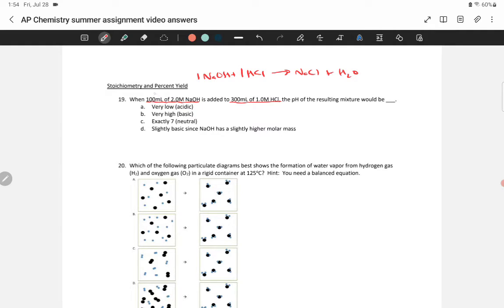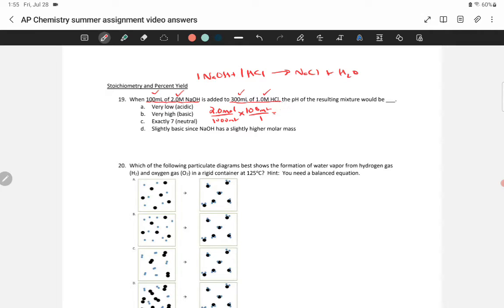So volume and molarity, we can get moles. And we have to compare moles to do this question. So 2 molar means 2 moles in 1 liter. I wrote 1,000 milliliters because that's the same thing. And we were given 100 milliliters. So that's going to give us 0.2.